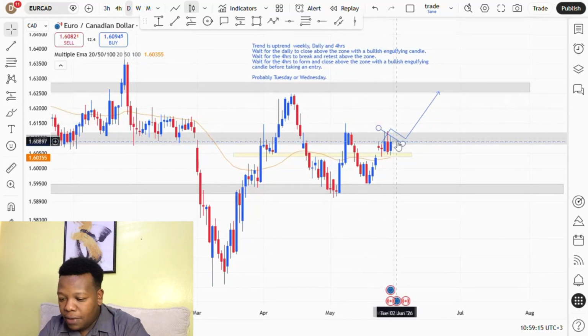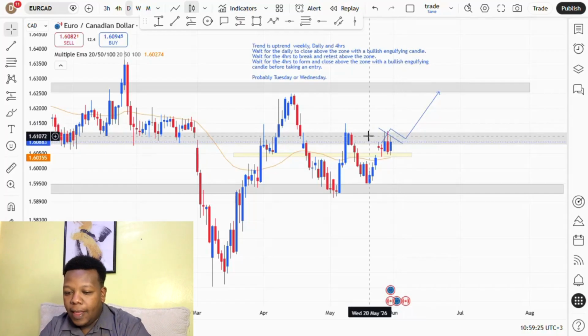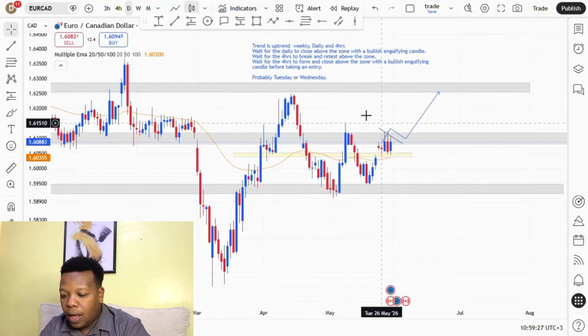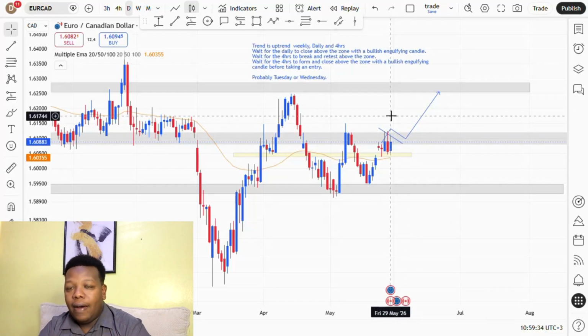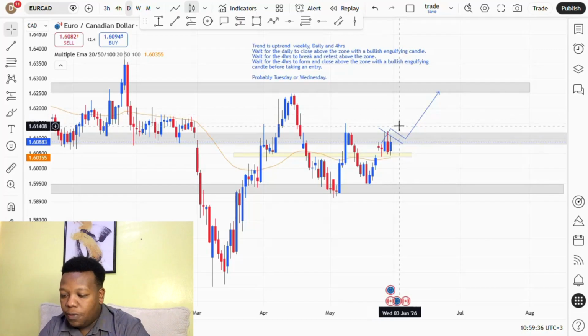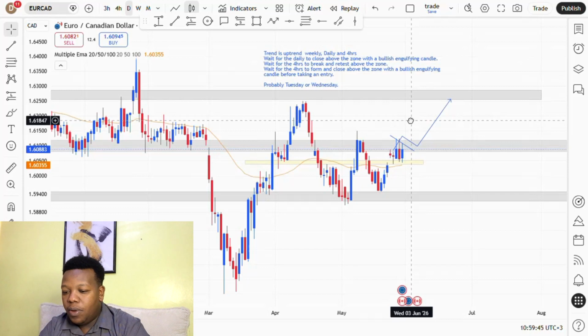In case for the daily time frame, the candlestick gets to close above this zone with a bullish engulfing candle at daily time frame, and it has to close, I'll be looking for a quick breakout and retest, and wait for the formation of a 4 hour bullish engulfing candle, and of course a possible formation of a new high at the 4 hour time frame. Only then I'm going to take that trade. So for the EURCAD, I'll be looking more at buying.